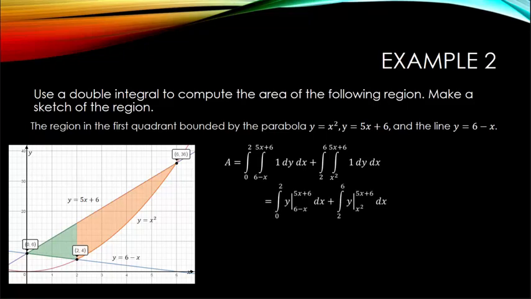This gives me an integral from 0 to 2 of y evaluated from 6 minus x to 5x plus 6 dx, plus the integral from 2 to 6 of y evaluated from x squared to 5x plus 6 dx. This gives me the integral from 0 to 2 of 6x dx, plus the integral from 2 to 6 of the quantity 6 plus 5x minus x squared dx. This gives me 12 plus 54 minus 58 thirds, or an area of 140 thirds square units.